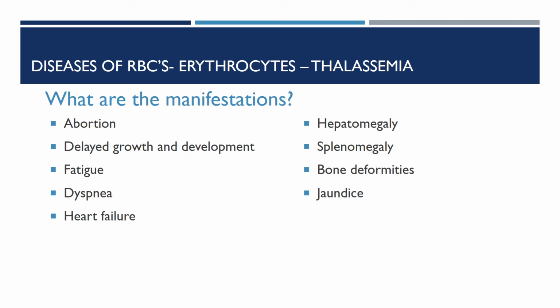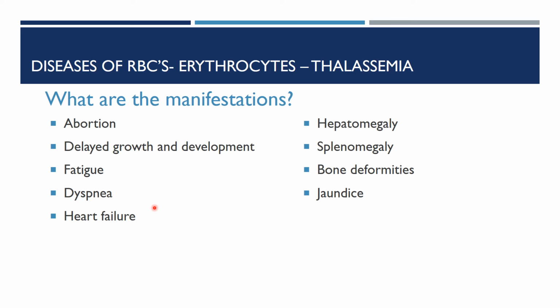So what are the manifestations? For a pregnant woman, abortion is going to be one of the manifestations. If they don't have the oxygen carrying capacity to support a fetus, then they will abort that fetus. If you have this as a child, you are going to experience delayed growth and development, and this can include mental retardation, fatigue. Okay, that should always be pretty much an assumption when we're talking about any form of anemia.